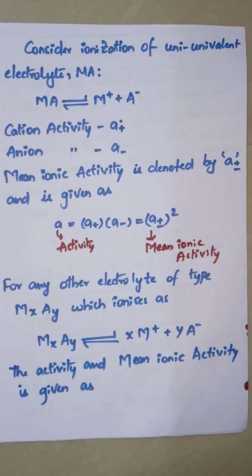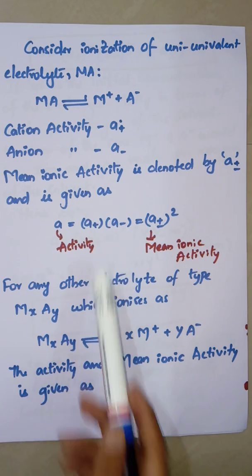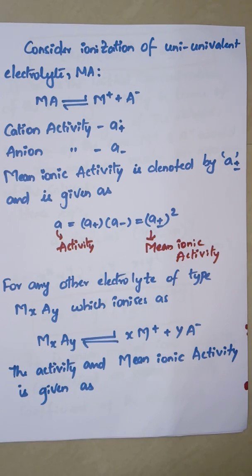Okay, so the mean ionic activity is denoted by a plus or minus and is given as activity a equals the product of cationic activity and anionic activity, which equals a plus or minus whole square, right? We are just multiplying these two, so a plus or minus whole square.